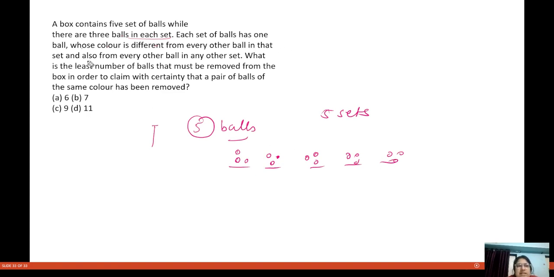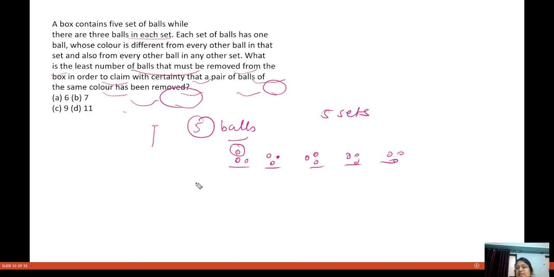Each set of balls has one ball whose color is different from every other ball in that set and also from every other ball in any other set. So, what is the least number of balls that must be removed from the box in order to claim with certainty that a pair of balls of the same color has been removed?